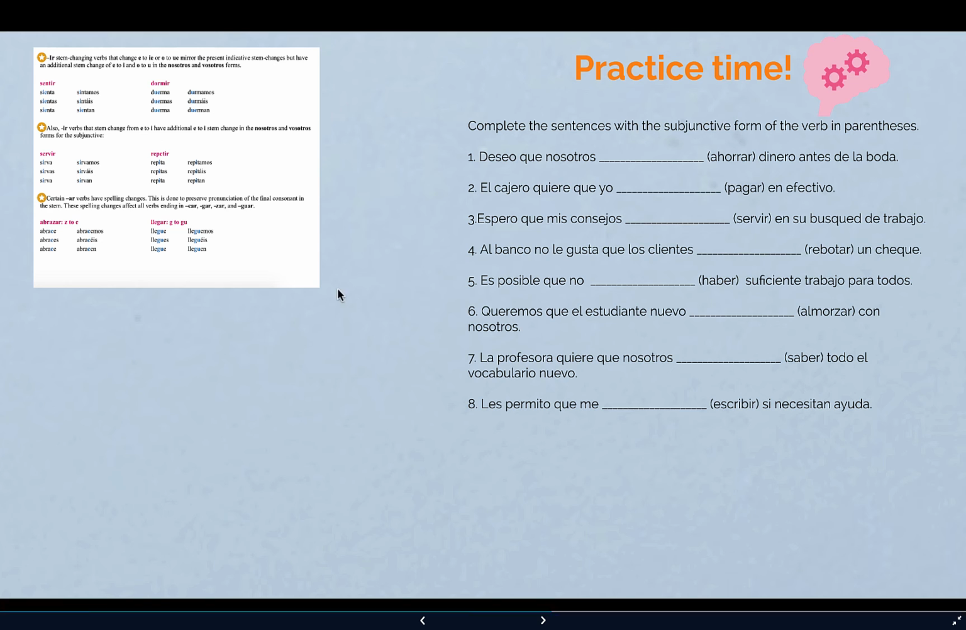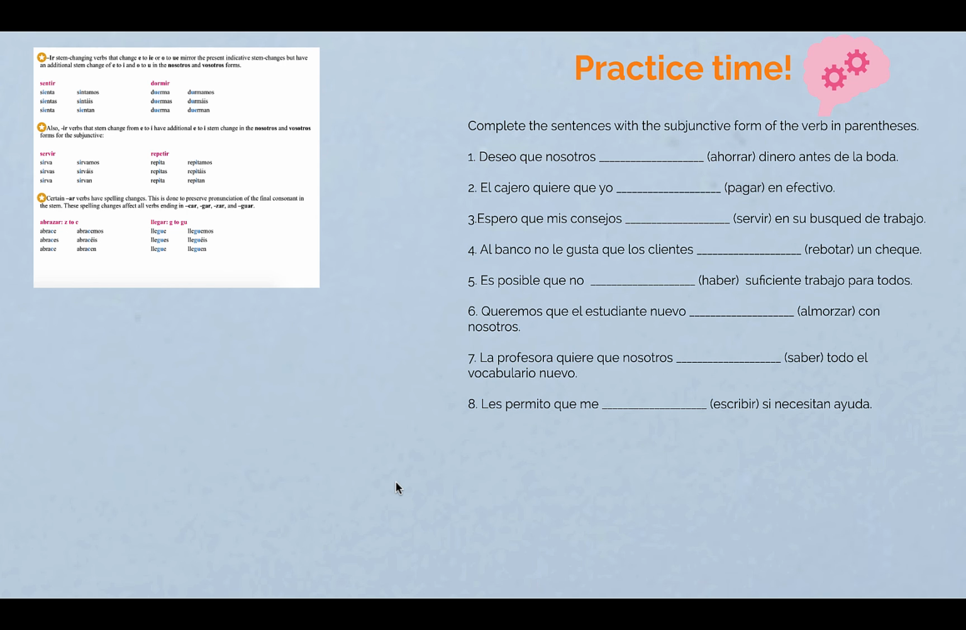Okay, with all of that in mind, are you ready to put that into practice? Let's see. Complete the sentences with the subjunctive form of the verb in parentheses. Easy, right? All right, remember to pause, try it out, and then press play to see the answers. All right, let's do it. Here are the answers. Take a look at it, see how you did, see if you need to do more practice, and then let's move forward.